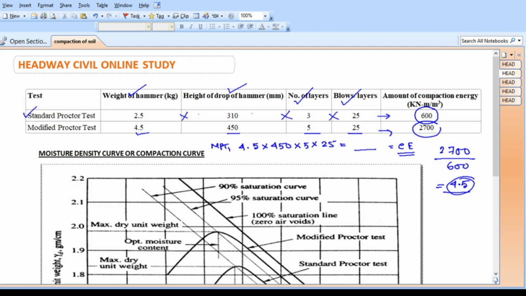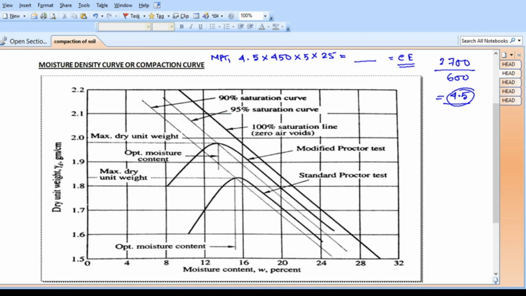Next, moving on to the moisture density curve, which we know as the compaction curve. The values that we have obtained, say gamma D1, gamma D2, gamma D3, corresponding to the moisture contents we have taken as W1, W2, W3, we plot a curve, and the curve shows a curvilinear pattern. Here there are two curves shown. The first one, as you can see here, is for the standard Proctor test, and the second curve, the top one, is for the modified Proctor test.